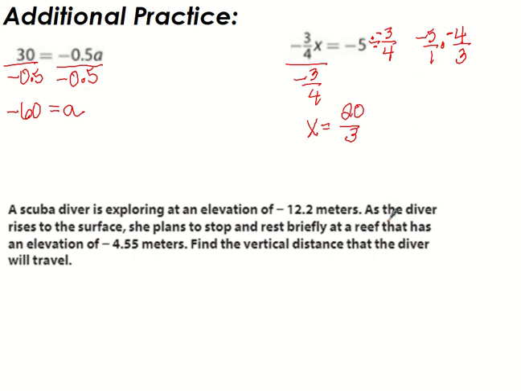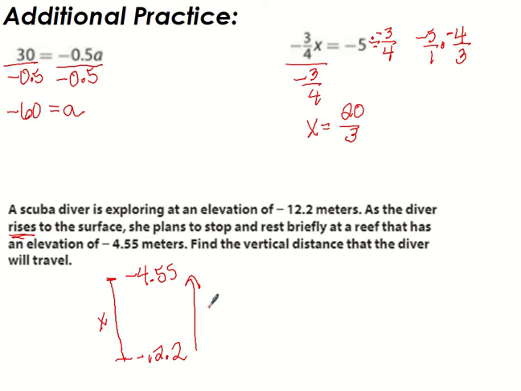All right, so then we did a story problem. It says a scuba diver exploring at an elevation of negative 12 2/10. As the diver rises to the surface, she plans to stop and rest briefly at a reef that has an elevation of negative 4 5/10 meters. Find the vertical distance the diver will travel. So we're down here at negative 12 and 2/10. They are rising. So that means we're going this way. And we're going to stop at negative 4 and 5/10, right? This is my distance.